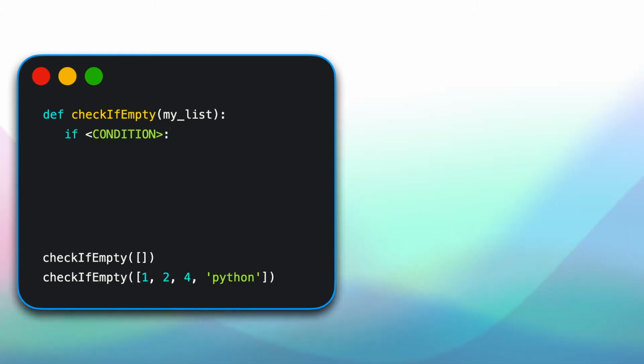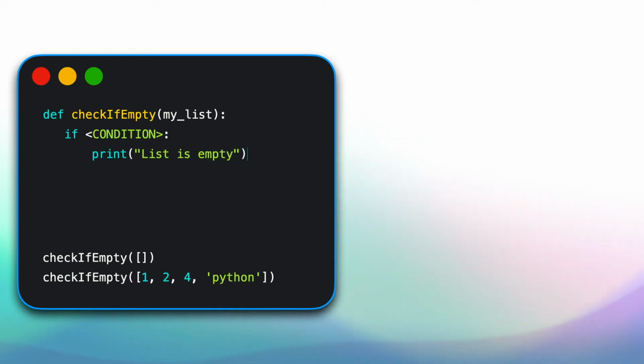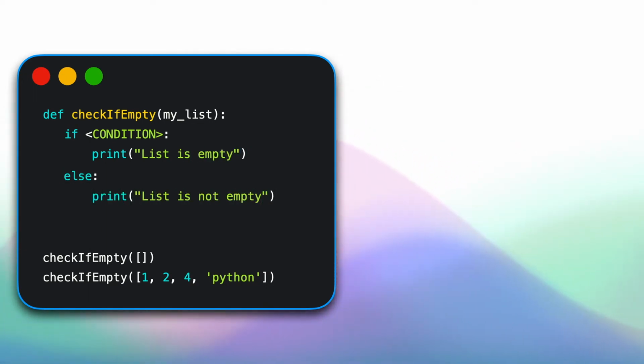So what we'll do, we will first write an if statement, and inside that we will write some condition, and if that condition is true, then we will print list is empty, and if condition is false, then it will go to else part and we will write it as list is not empty. So notice that we have not written condition over here. So what we'll do, we will use this code as a base and we will only change the condition that will return true if the list is empty.